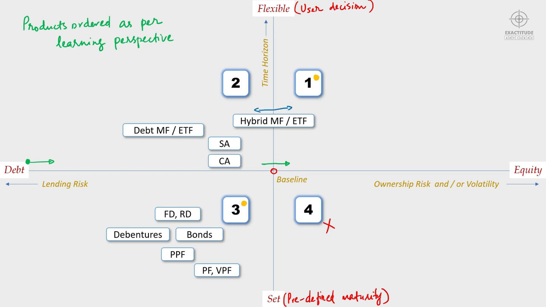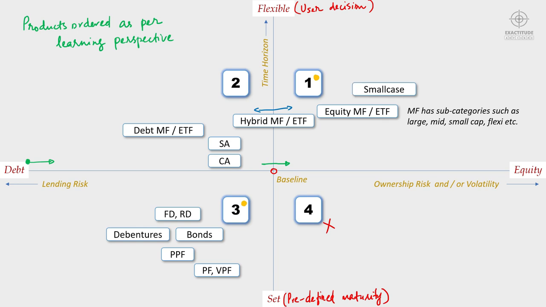Now we move fully to the equity space with the equity mutual funds or ETFs. Note that there are many other subcategories in the mutual fund space. This is followed by small cases, which is nothing but a basket of stocks or ETFs. Then we move on to stocks, which are focused equity investments in the ownership of a given company. Then we have the traditional ownership products such as gold and real estate.